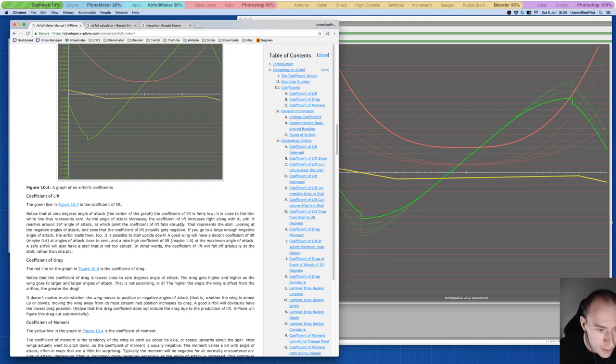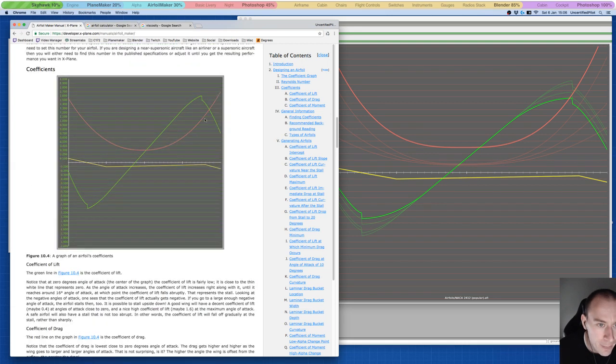As the angle increases, the coefficient of lift increases right along with it. We increase the angle of attack and the lift increases as well, until it reaches around 16 degrees angle of attack, at which point the coefficient of lift falls abruptly. Yeah, that's here. And that should be the stall, I guess. That represents the stall.